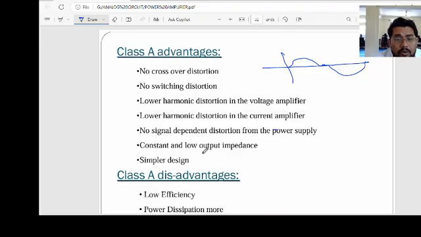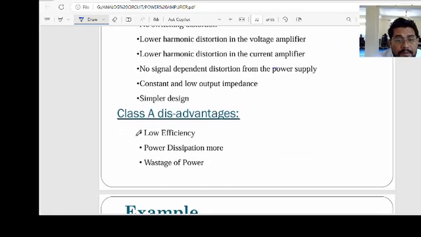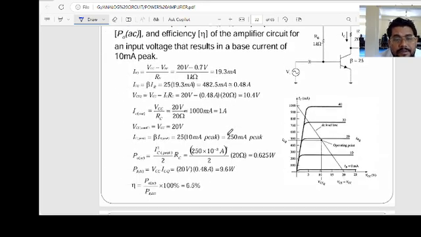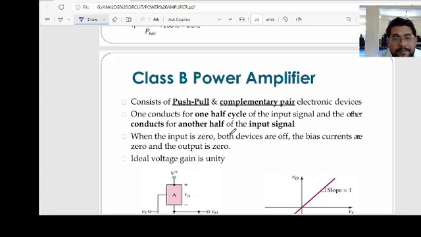Constant and low output impedance. The disadvantage is low efficiency, up to only 25%. Power dissipation is more, even when input is not applied. So next we will see the class B power amplifier.